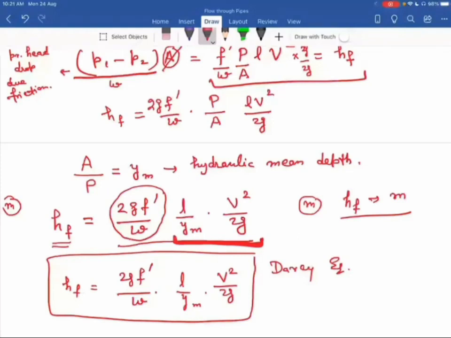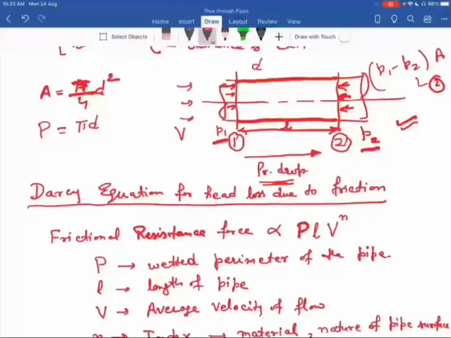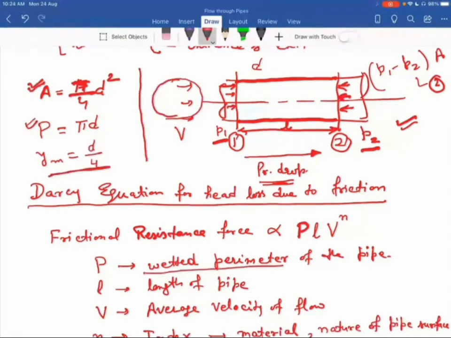Now say we have a circular pipe. I take one special case, the circular one. If this pipe is circular, its cross-sectional area is pi by 4 d square, and what is the perimeter then? 2 pi r. Okay, or you can write it as pi d. Okay. So with the help of this, you can find out Ym, hydraulic mean depth, A upon P. So pi by 4 d square divided by pi d. So that comes out to be d by 4. So for circular pipe, this hydraulic mean depth is d by 4.